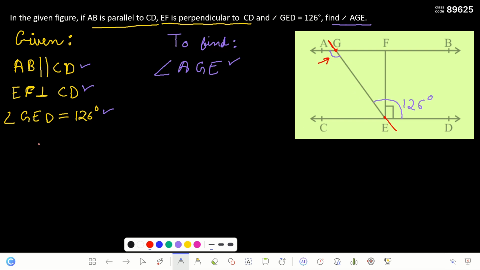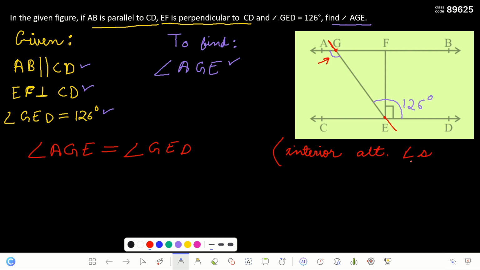What we say is, I can say that angle AGE is equal to angle GED. Why? Because they are interior alternate angles. I'll just write alt angles, with the symbol here. So interior alternate angles are equal. That is my reason. So because interior alternate angles are equal, I can say that angle AGE equals angle GED.